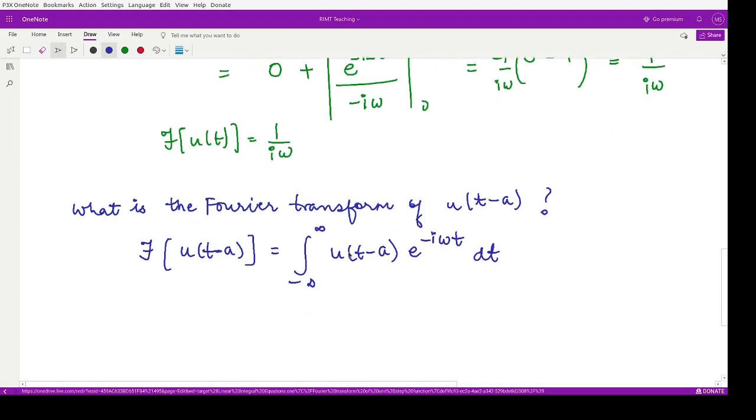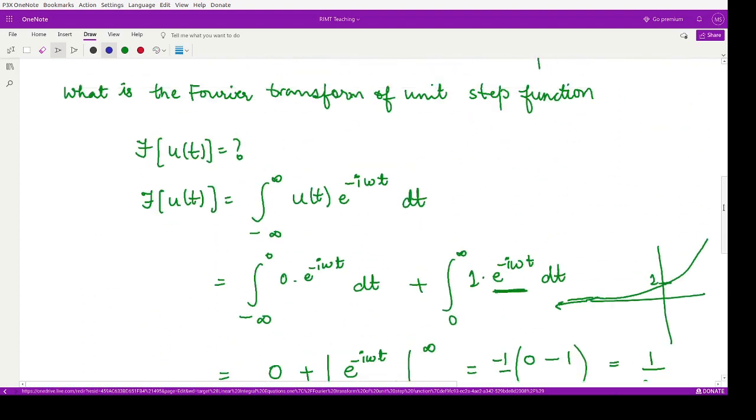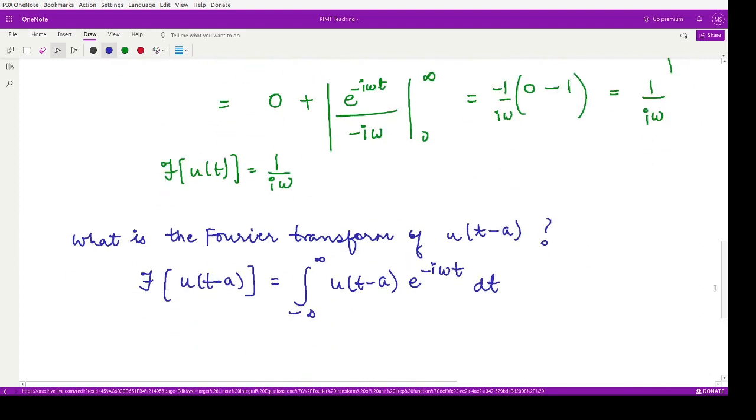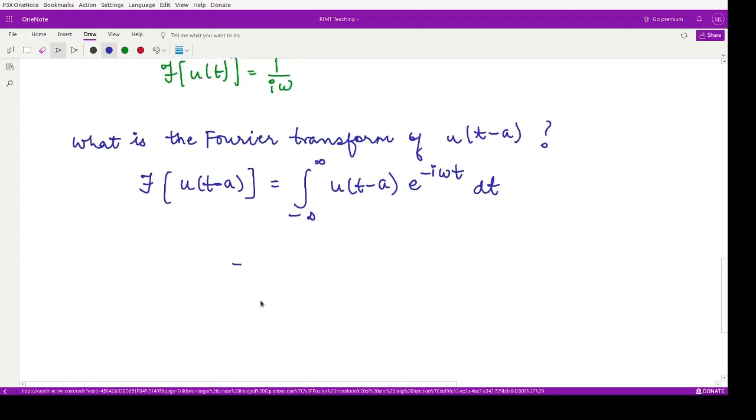Again, what is the definition for this function? This function is defined like this. Whenever t is less than a, its value is 0. Whenever t is greater than or equal to a, its value is equal to 1. So we have integration from minus infinity to infinity. We'll break this limit, minus infinity to a, where the value is 0, times e to the power minus iota omega t dt, and then the integration from a to infinity, 1 into e to the power minus iota omega t dt. So the first term is 0.